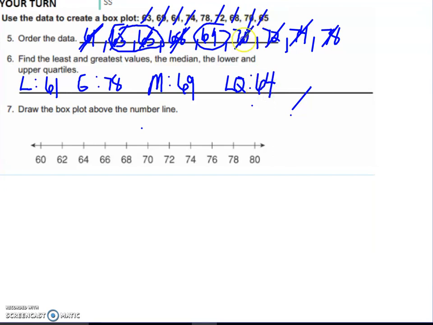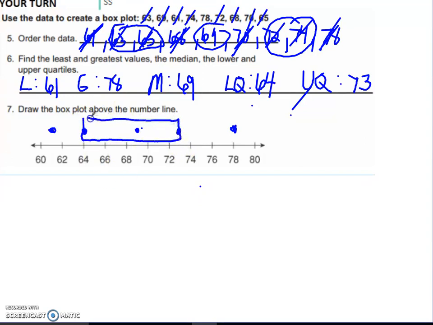Okay, in the upper data, we have 70, 72, 74, and 78. The two in the middle are 72 and 74. The number that falls between 72 and 74 is 73. Okay, we're going to make a dot for 61, a dot for 78, a dot for 69, a dot for 64, a dot for 73. Make a box around the lower and upper quartile. Draw a line for the median. Extend to the greatest value and extend to the least value. Okay, flip it over to the back side.